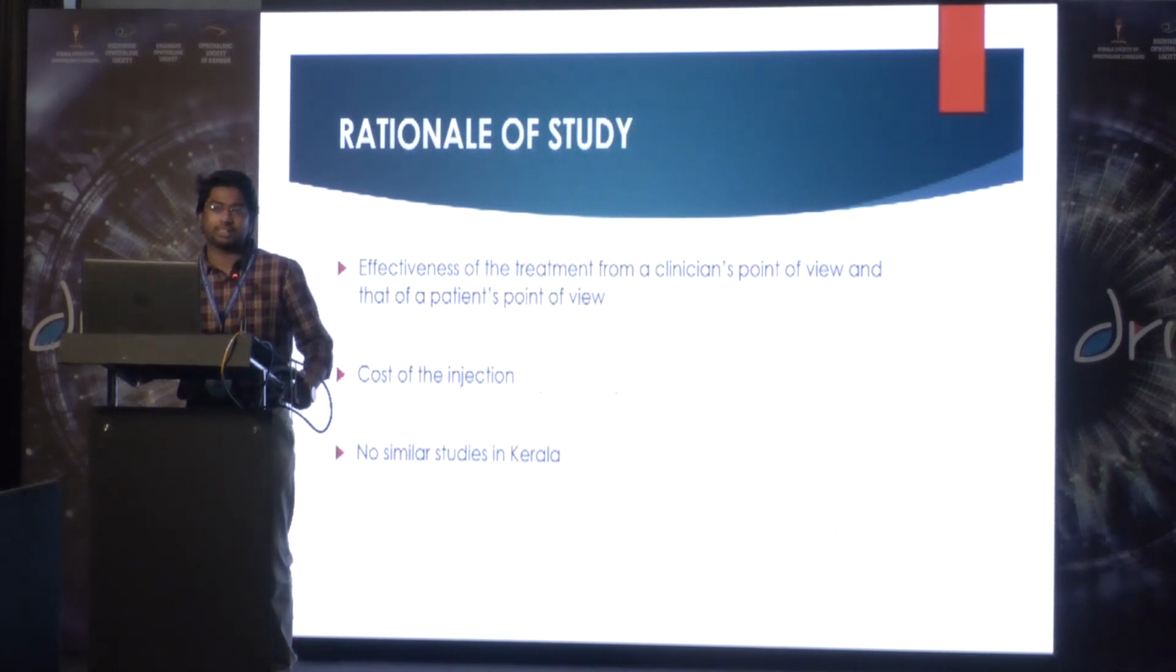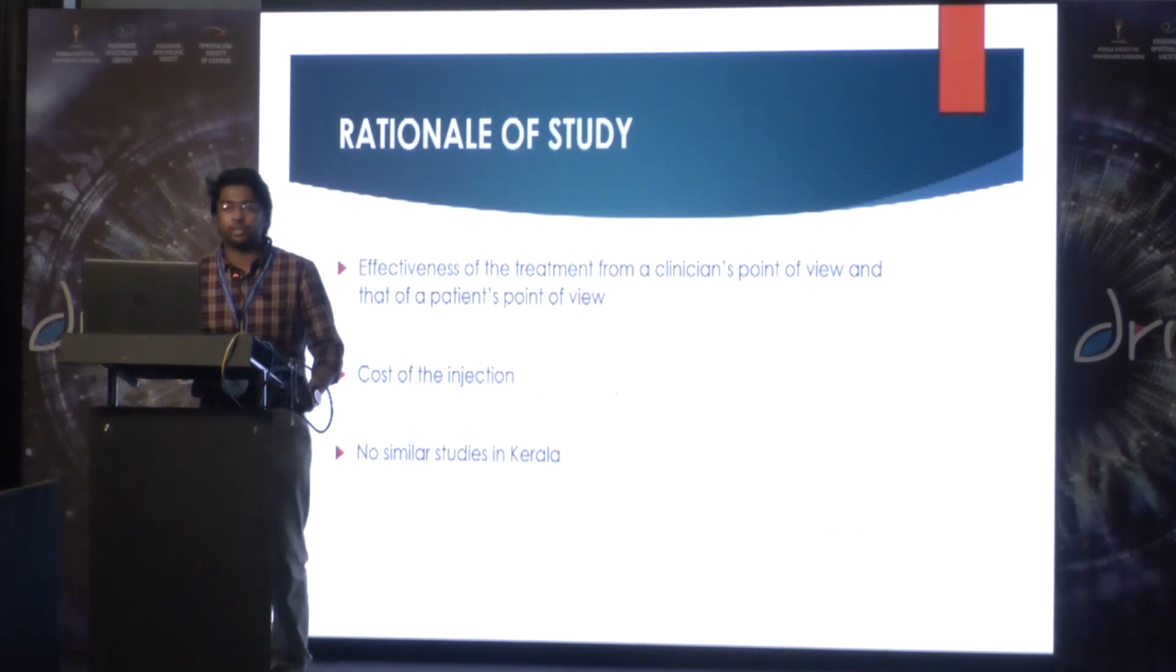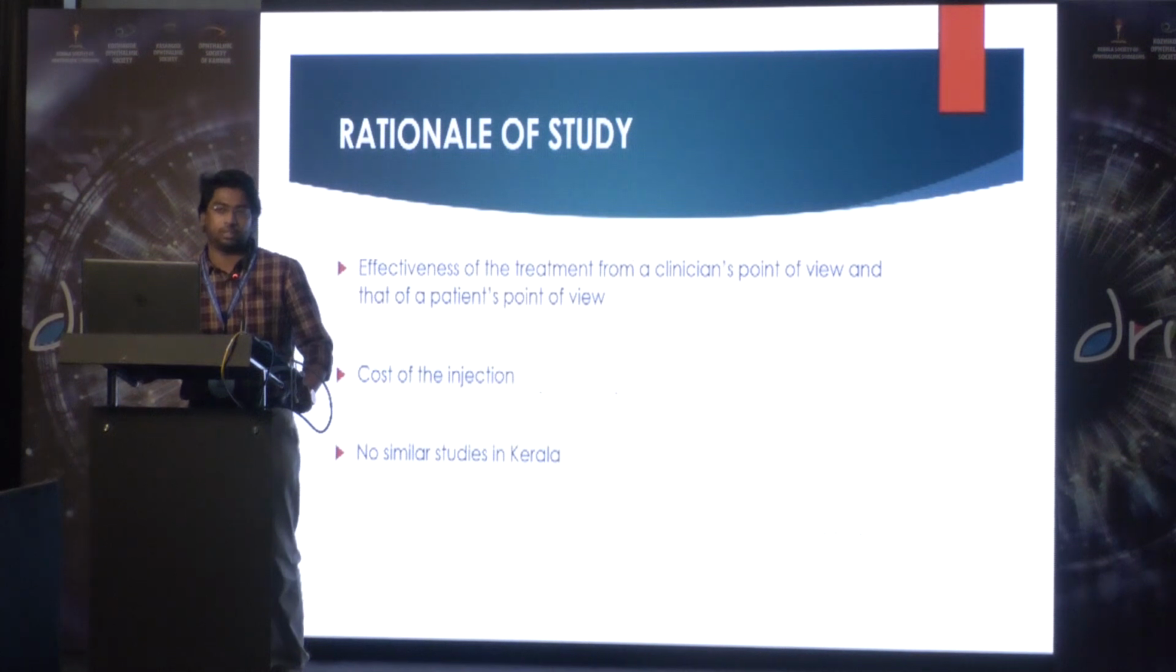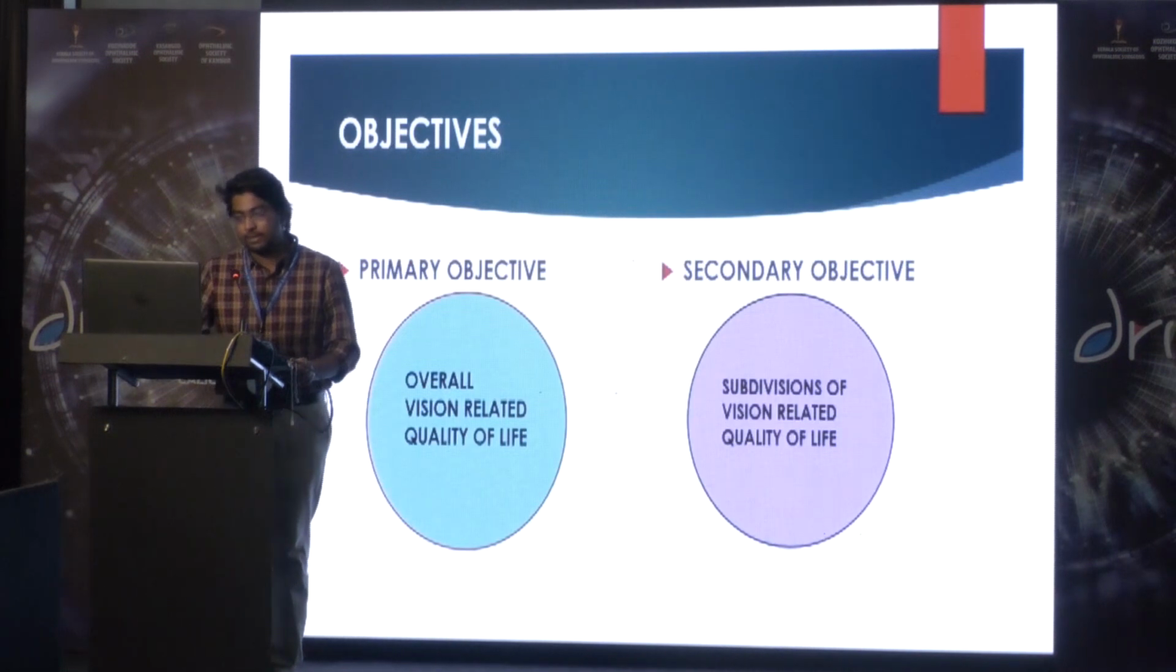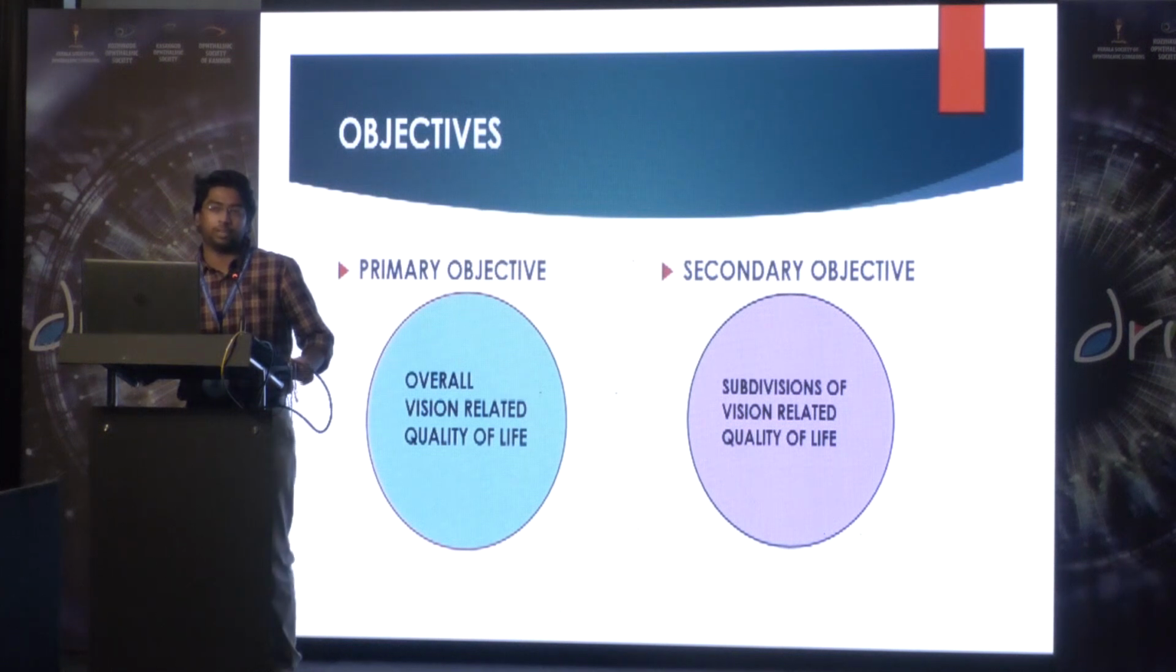Also, these injections are highly costly and many patients don't prefer to take a repeat injection. So I wanted to study a subjective quality, that is vision-related quality of life, in an objective manner, do a statistical analysis and see whether the results we are getting, improvements or not, are statistically significant, and no similar studies were done in Kerala. So the primary objective was to get a measure of the overall composite score for vision-related quality of life pre and post injection, and the secondary objective was to compare the various subdivisions that contribute to vision-related quality of life.